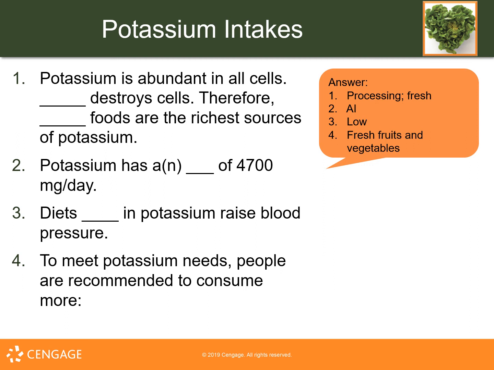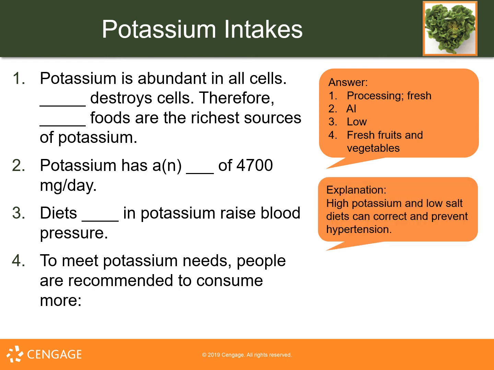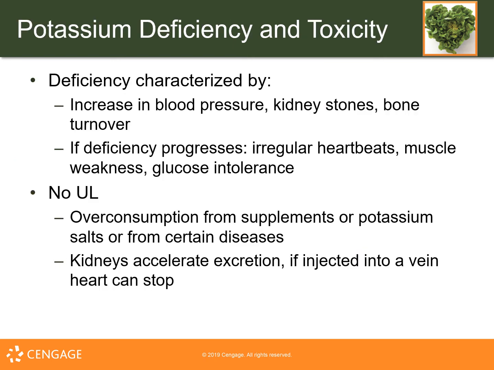Another common symptom of potassium deficiency, I want you to know, is loss of appetite and muscle weakness, okay? Also, a rapid change in potassium status or long-term low potassium can also lead to heart arrhythmias, okay? So here's my explanation for the above: high potassium and low salt diets can correct and prevent hypertension. So I talked about deficiencies already, so it goes over them in here as well. I talked about how muscle weakness and loss of appetite are part of this. A rapid change in potassium can also lead to heart arrhythmias.